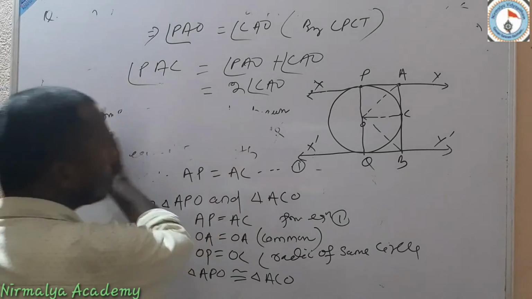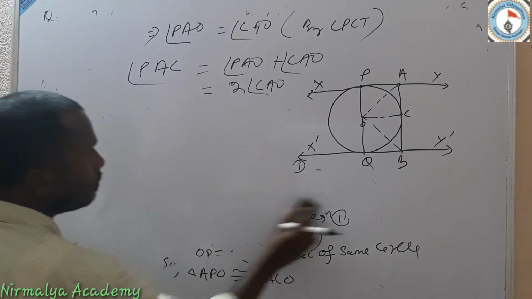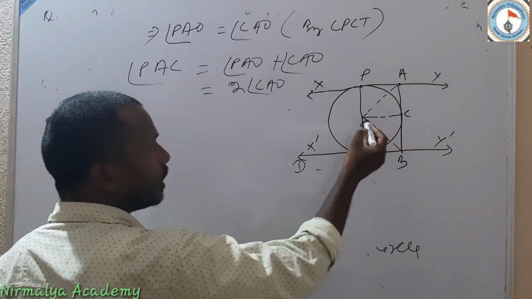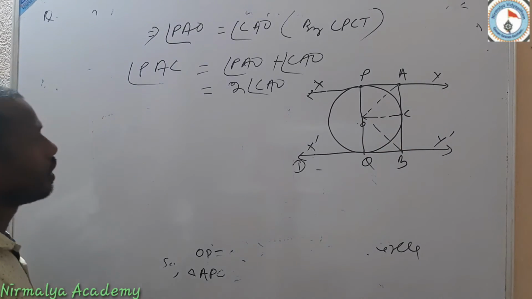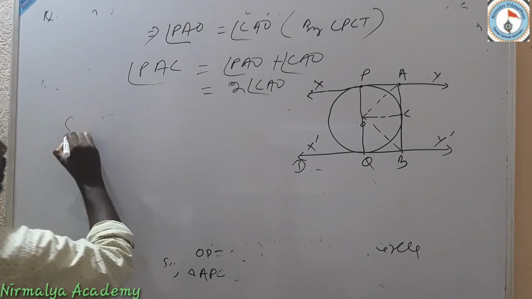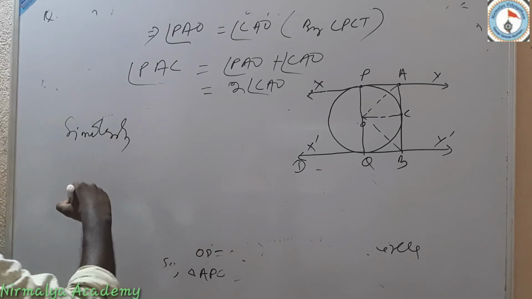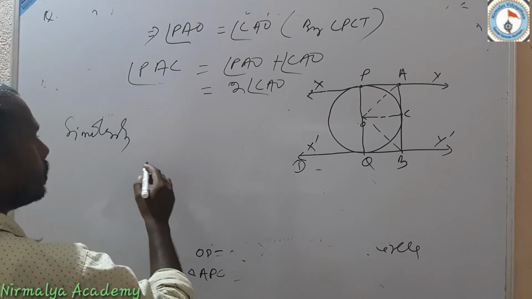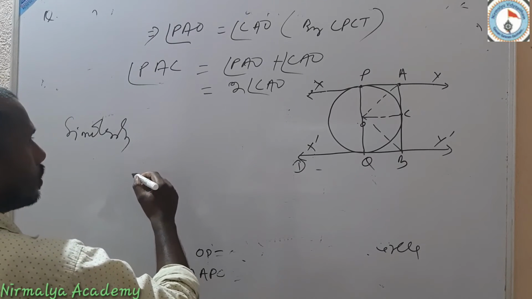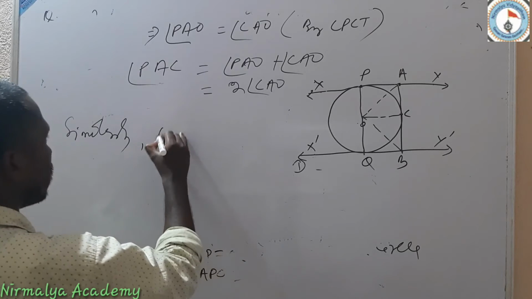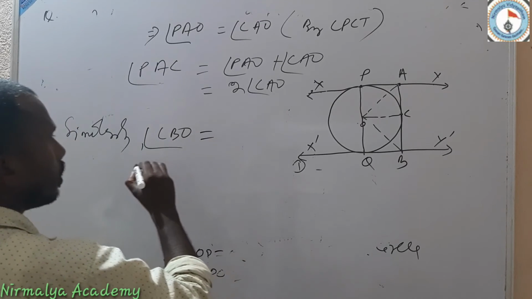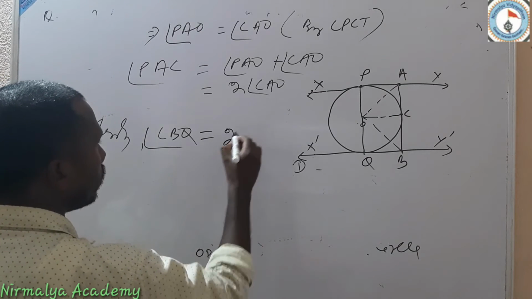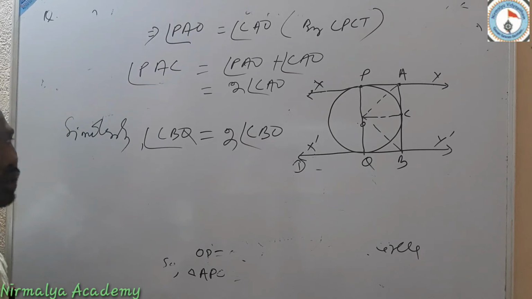Similarly, triangles OCB and OBQ will be congruent, and similarly angle CBO or OBC, so angle CBQ will be equal to 2 into CBO.